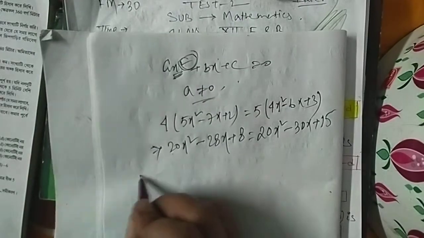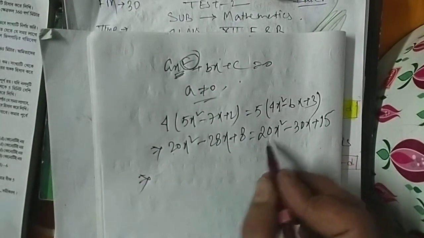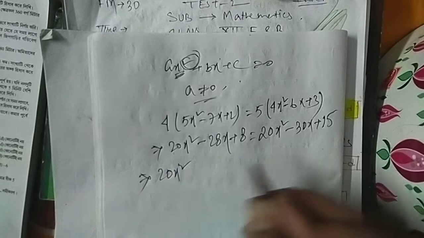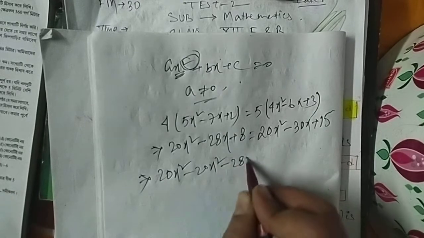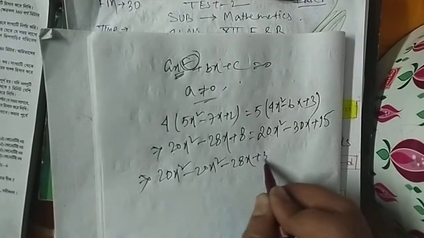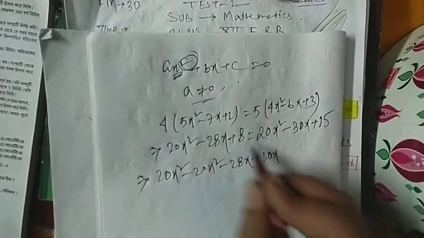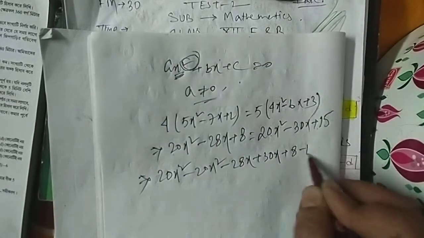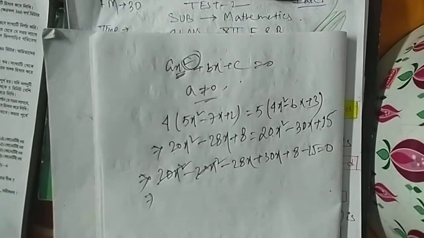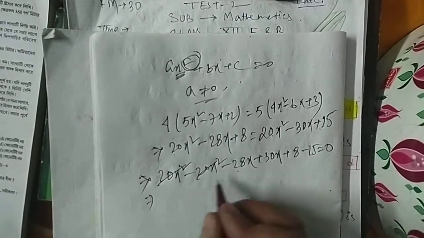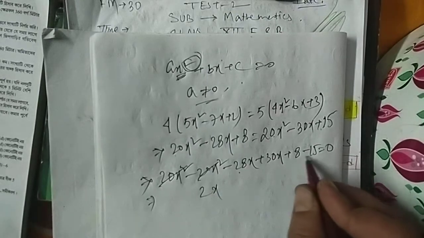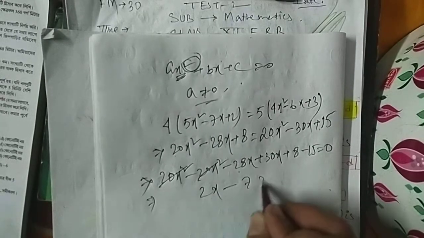Everyone sees that, taking the terms of x to the left hand side: 20x square, here also 20x square, minus 20x square, that is minus 28x. This is minus 30x, it will be plus 30x, and this is plus 8, then it will be minus 15. This equals 0. Minus 20x square plus 20x square will be eliminated. Then minus 28x plus 30x will be 2x, and 8 minus 15 is minus 7, equal to 0.